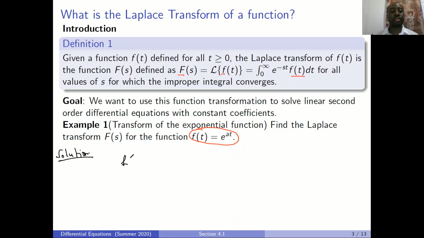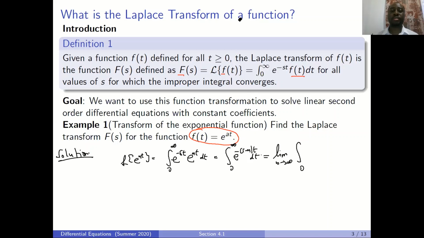The Laplace transform of e to the at by definition is the integral from 0 to infinity of e to the minus st times e to the at dt. So this is the integral from 0 to infinity of e to the (minus s minus a) t dt. Now remember that the improper integral is just a limit as the upper limit approaches infinity of an integral defined on a bounded domain.